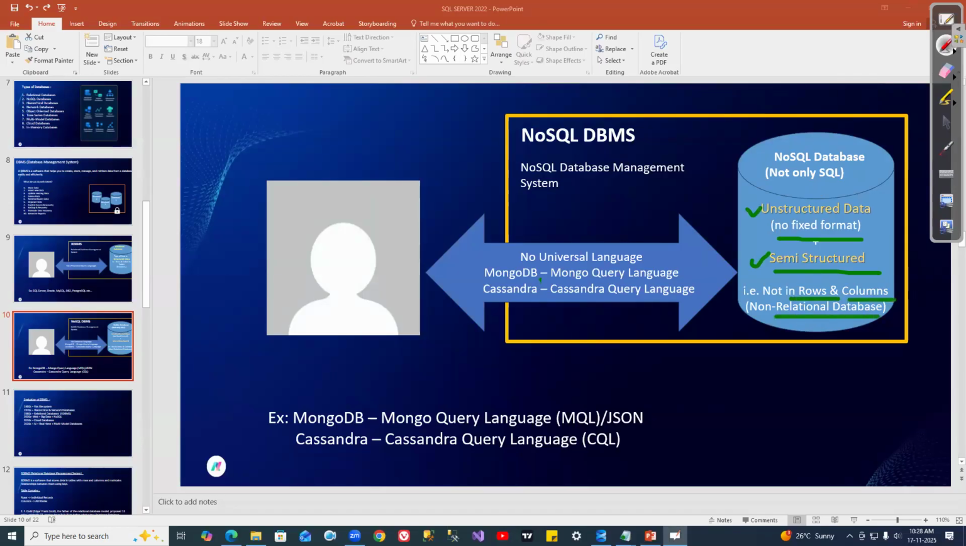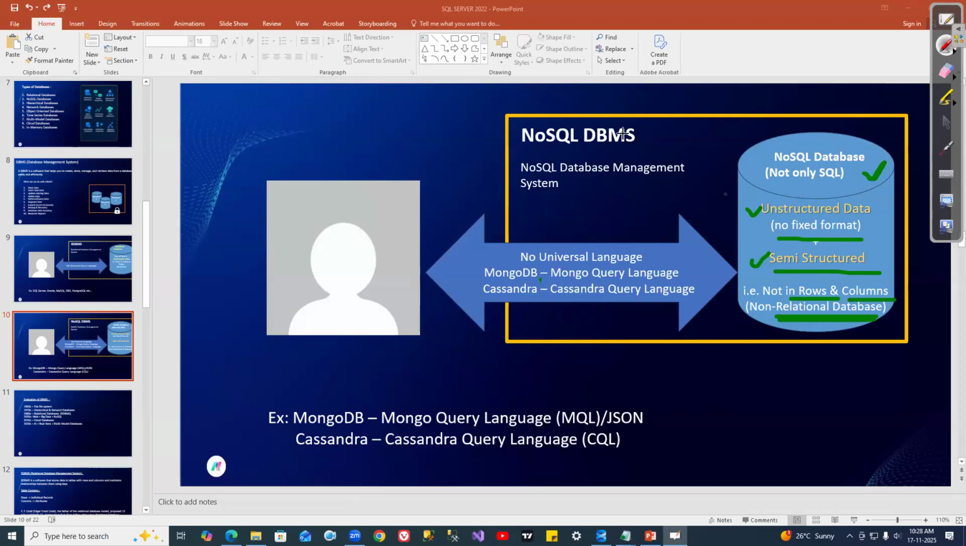It is a non-relational database. Since it is maintaining non-relational data, it is a NoSQL database. NoSQL means what? NoSQL in the sense of "not only SQL".